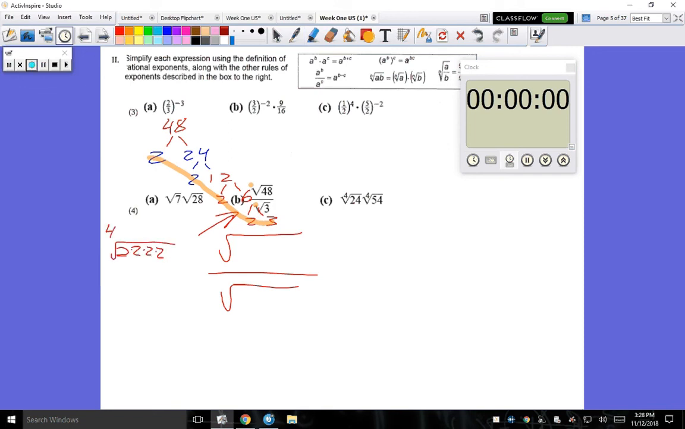If I'm taking the 4th root, they would all come out as 2. Do you understand? But because I'm just taking the square root, that means I'm going to group them in pairs. These will come out as 2. These will come out as 2. So the answer out here is just 4, because you multiply as you bring them out.